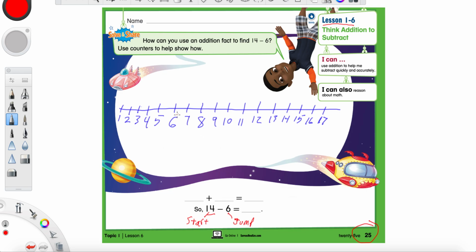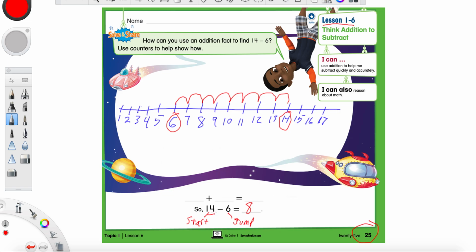So 14 minus 6. I'm going to circle these two numbers down here. Check it out. I circled 14, I'm sorry, circled 6 and I circled 14. And now I'm just going to count my jumps. So check this out. 1, 2, 3, 4, 5, 6, 7, and 8. 8 jumps. So that still answers this number sentence down here. 14 minus 6 is absolutely 8. We did the same thing, just in a different way.